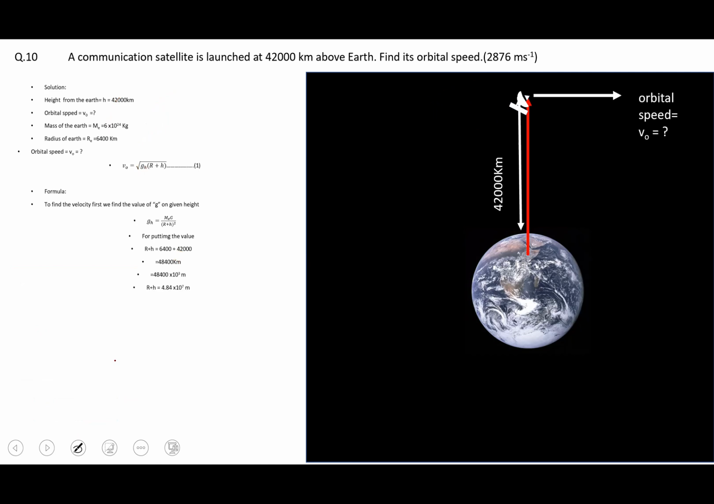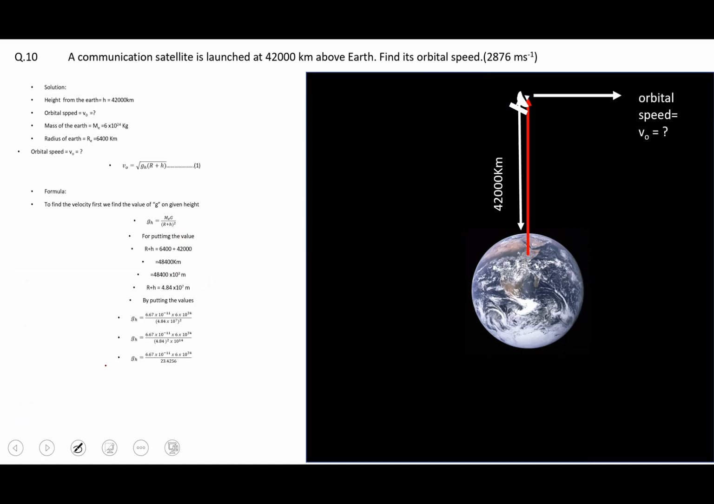The R plus H can be simply written in scientific form, which is 4.84 into 10 to the power 7 meters now. Putting in the value of R plus H in this formula, to find the value of G. So GH is equal to 6.67 into 10 to the power minus 11 into 6 into 10 to the power 24 divided by 4.8 into 10 to the power 7 whole squared. We get 6.67 into 10 to the power minus 11 into 6 into 10 to the power 24 divided by 4.8 whole squared, and taking square on 10 to the power 7, we get 10 to the power 14.